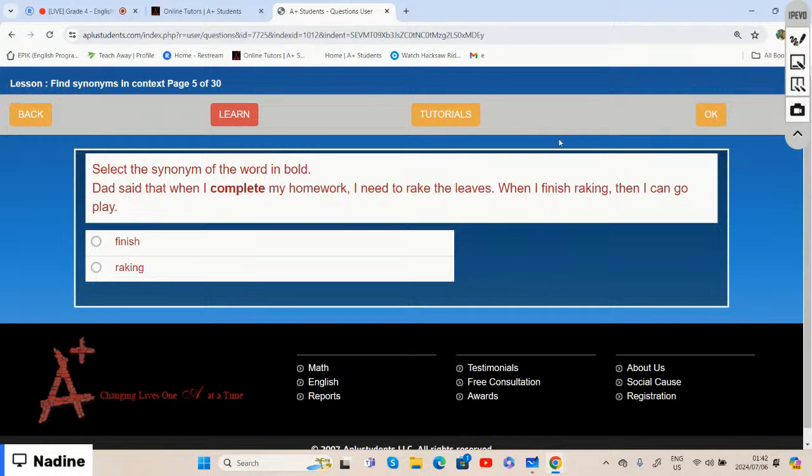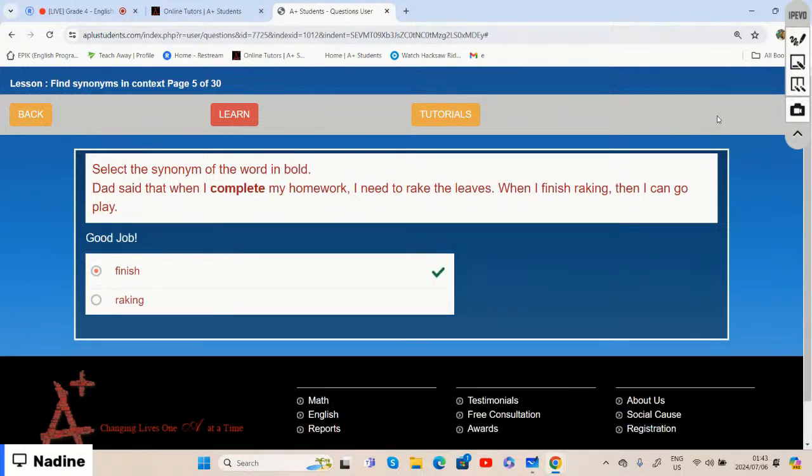All right, and if we were to select the word that is the same or almost the same as complete, then to complete something is to finish something. Even if we were to substitute the word complete with the word finish, we can say, Dad said that when I finish my homework, I need to rake the leaves. So when I finish my homework, when I complete my homework, those two words are the same in meaning. The sentence did not change because the meaning of that sentence still stays the same. So finish is correct.